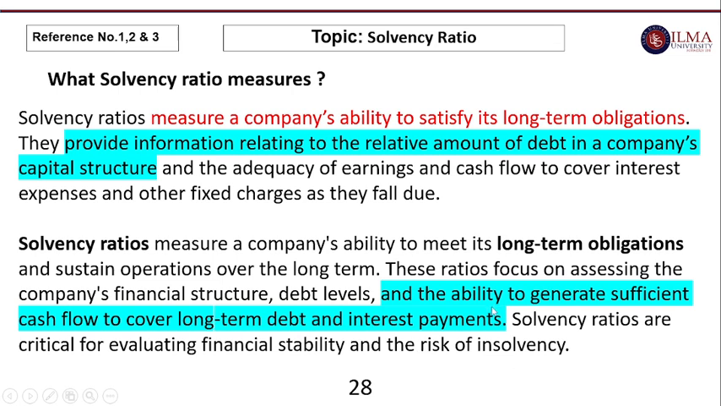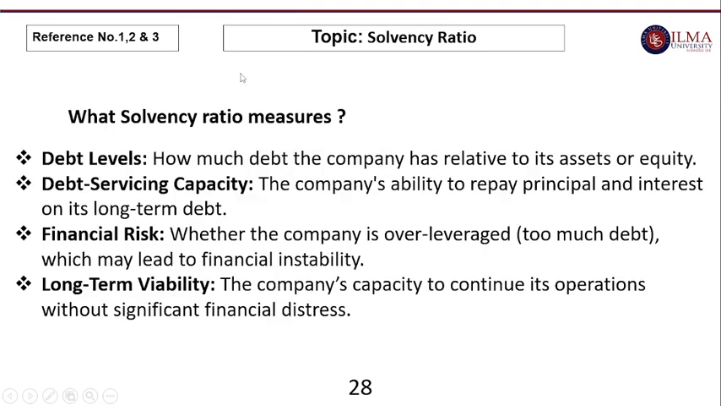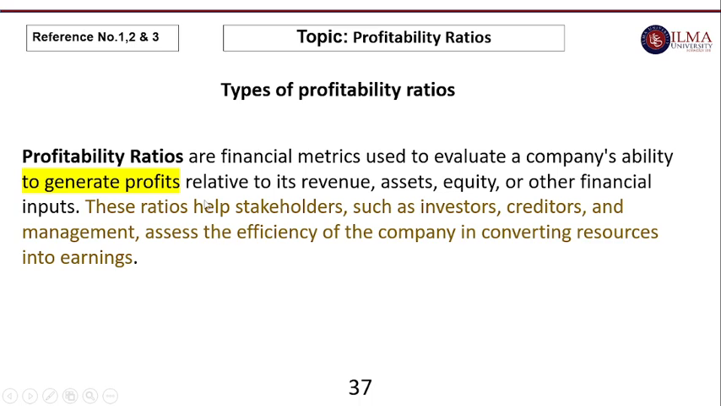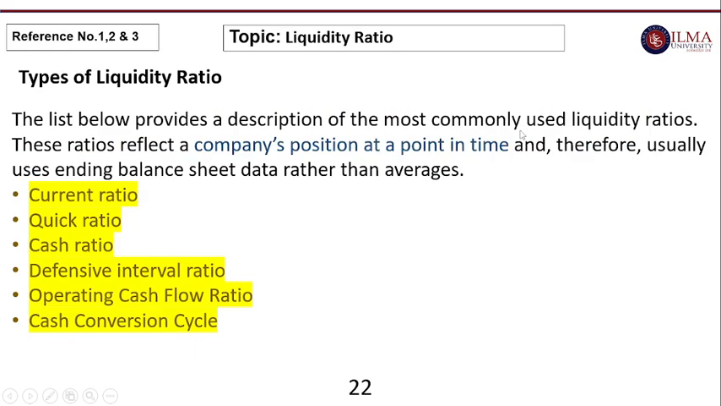I just made this short: the solvency ratio is used to meet the long-term obligation. Simple as that. I've also highlighted the most important part in this definition. These are the parts of the solvency ratio: debt level, debt servicing capacity, financial risk, long-term viability. Now let's move toward the profitability ratio.